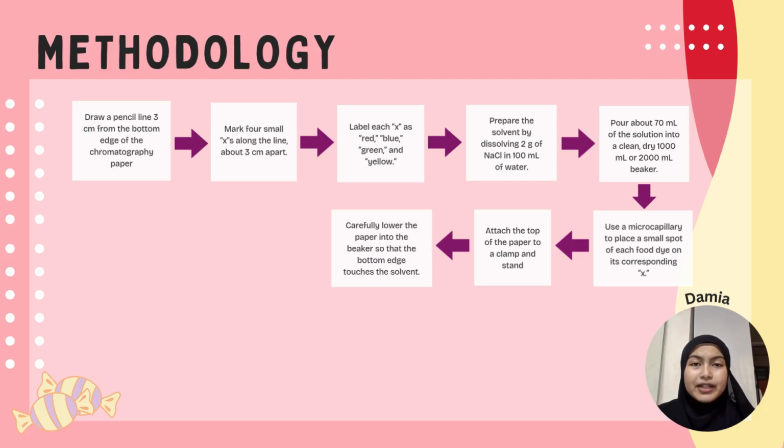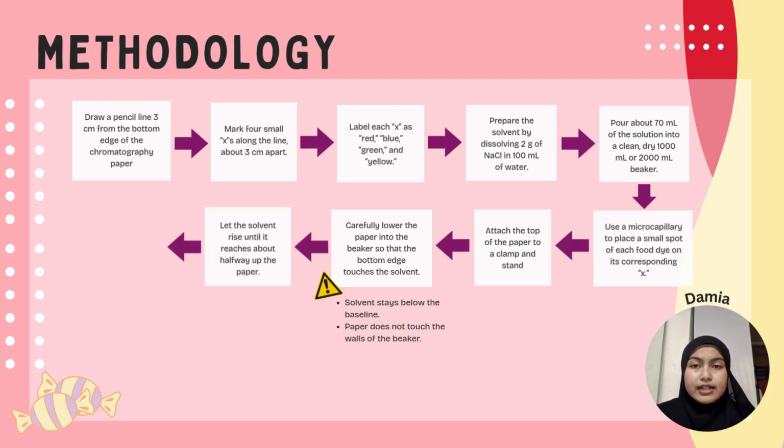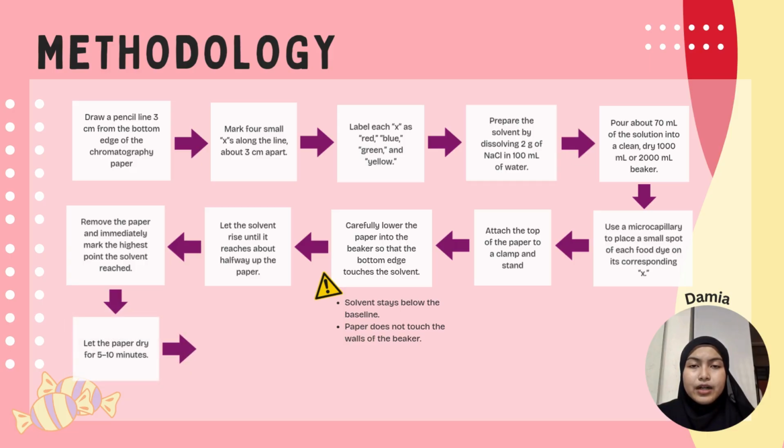Carefully lower the paper into a beaker, ensuring that the solvent stays below the pencil line and the paper does not touch the sides of the beaker. Let the solvent rise up the paper until it reaches about halfway. Once that happens, remove the paper and immediately mark the highest point the solvent reached. Let the paper dry for about 5 to 10 minutes. Once dried, draw a line across the marked solvent front.